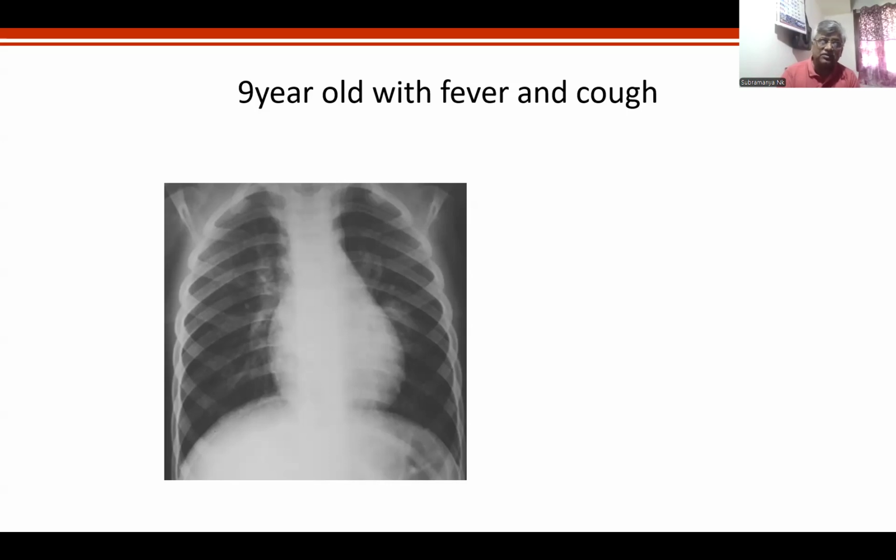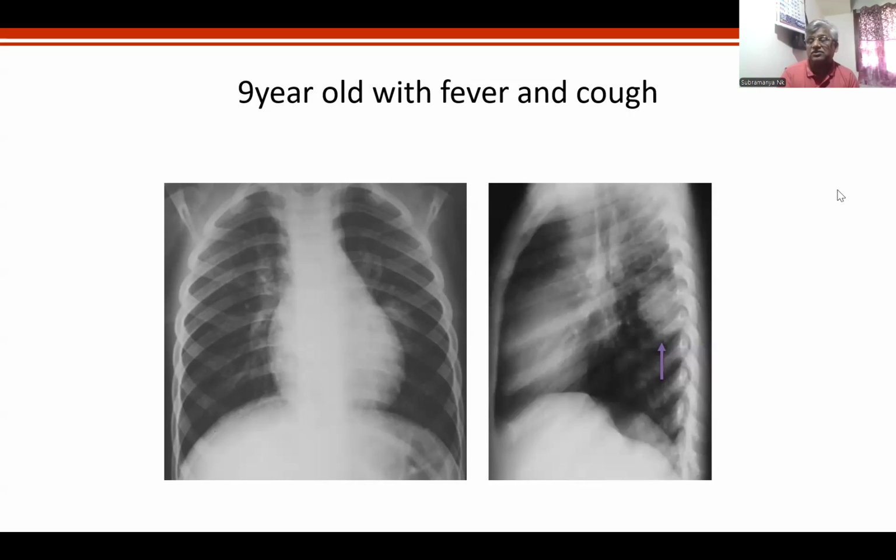Now I'll go to what was the problem with this X-ray. When the lateral was taken, this was the finding in the lateral. Now you tell me, what did we miss? Round pneumonia. It was missed, perfectly missed. It is the same patient. This is the pneumonia. And the child was running fever and cough.